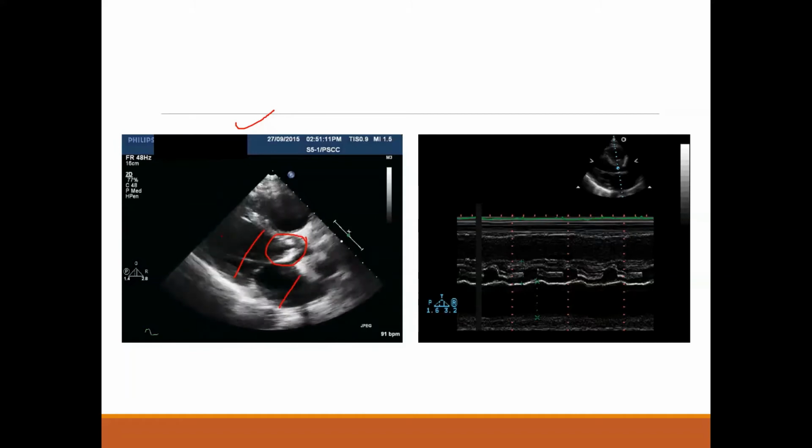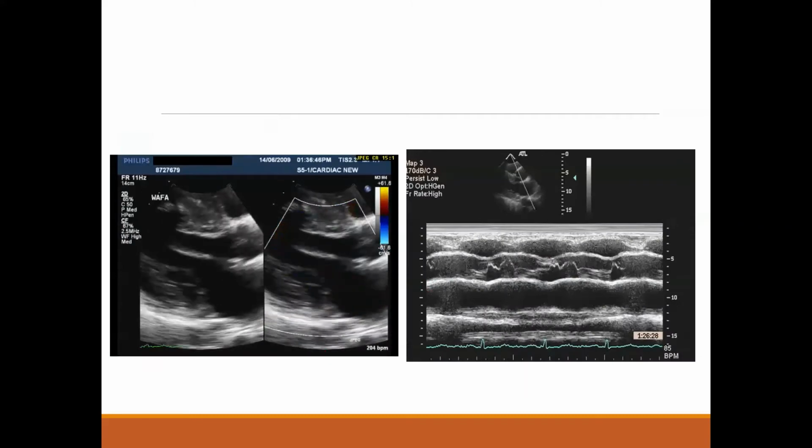And what do you think about the LV function? Is it impaired? Yes, at least moderately impaired LV systolic function, with a suspicion of severe aortic stenosis. From the morphology, it is suggestive of severe aortic stenosis. Definitely you will need to have the gradients and all of that.